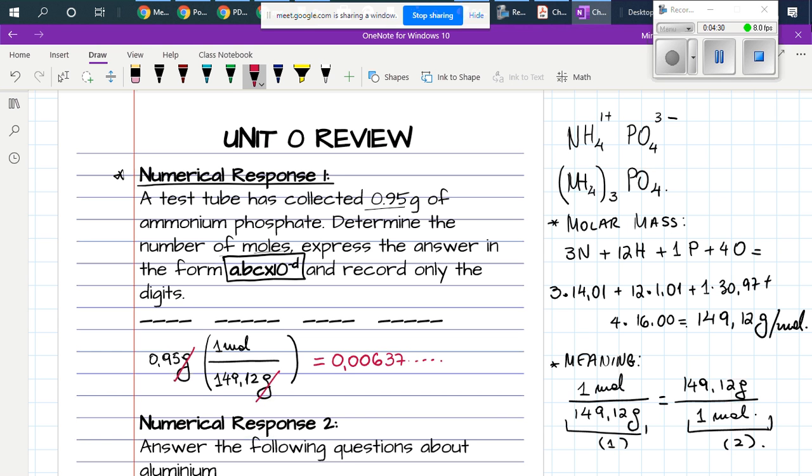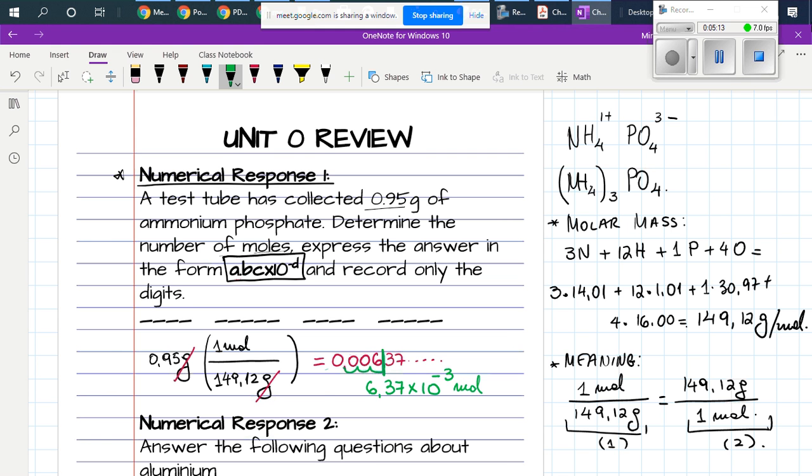0.00637 and so on. Now, the format in which the answer should be recorded is scientific notation. So what we will do is move the decimal point to the first non-zero digit. It will be 1, 2, 3. Here is where we will stop. It will be 6.37 times 10 to the power of negative the number of steps we have moved. This is moles of ammonium phosphate.